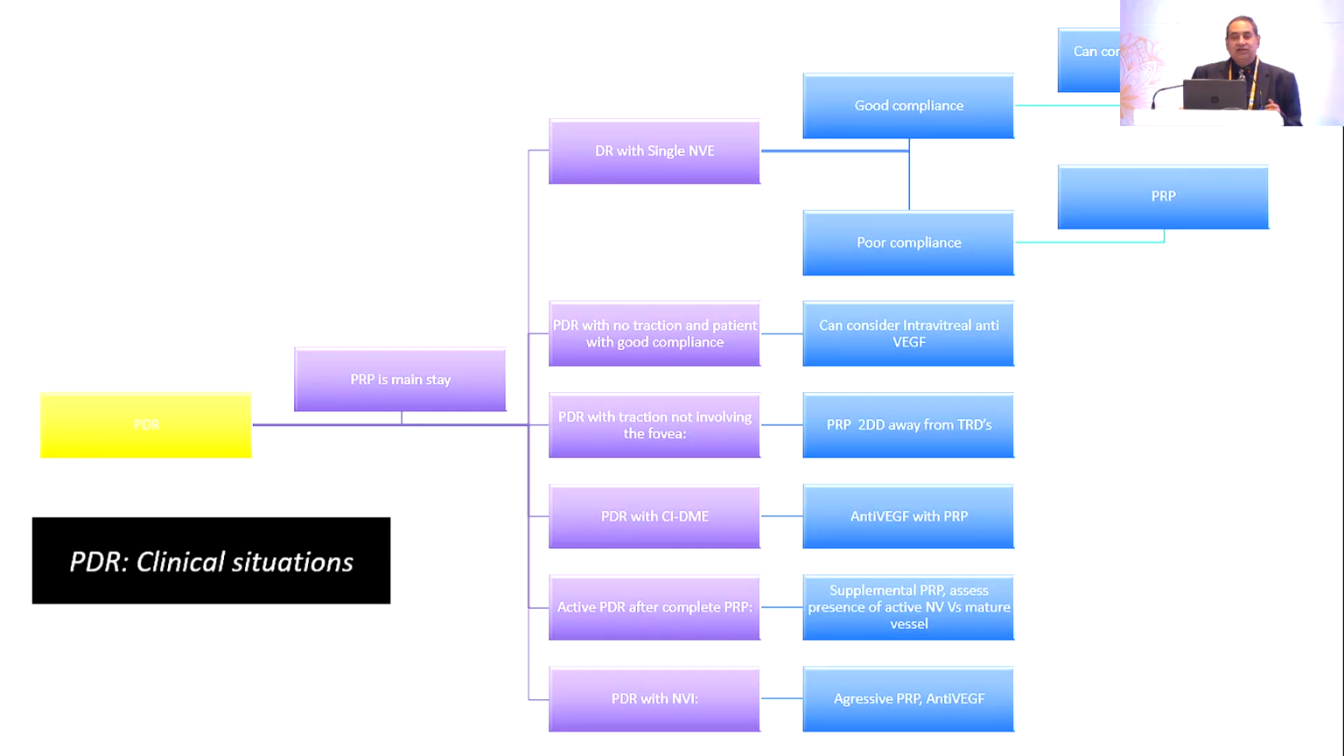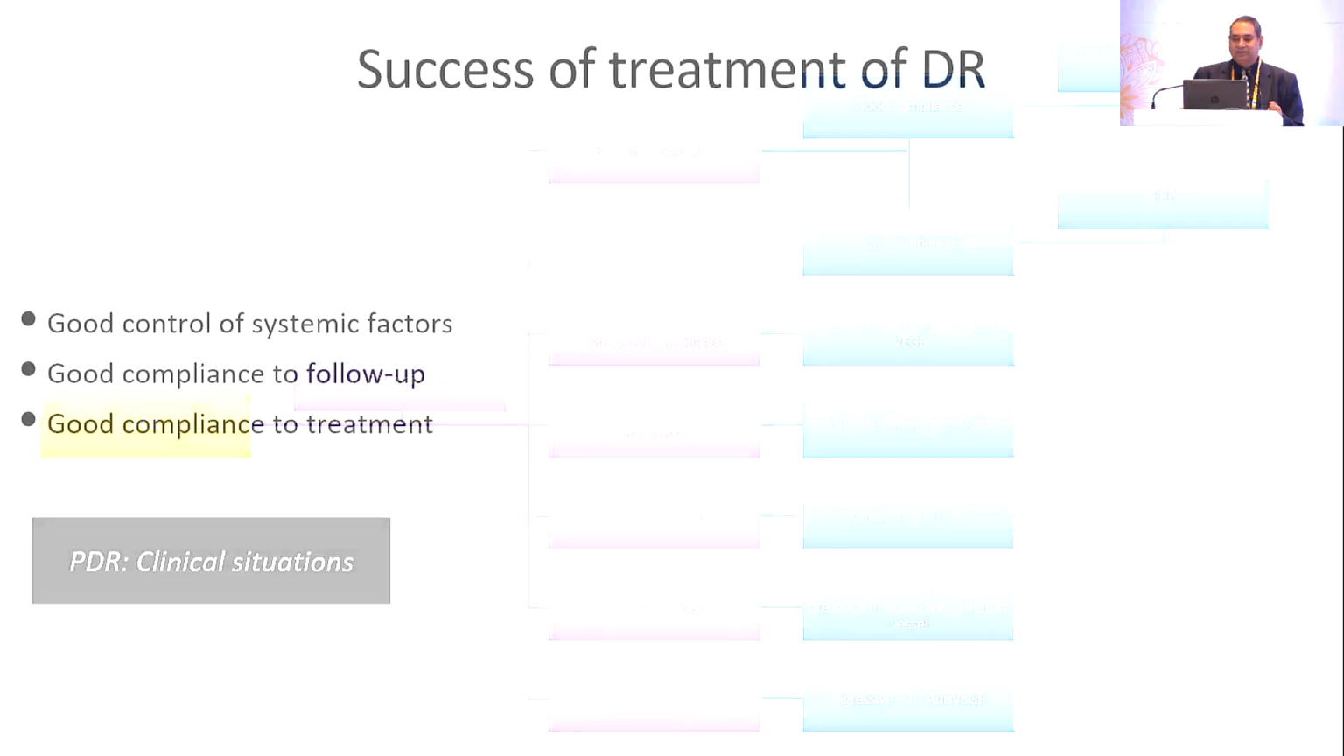If there is traction not involving the fovea, you do a PRP 2 disc diameters away from the TRDs. If there is PDR with center-involving DME, you combine anti-VEGF with PRP. If it's an active PDR even after completion of PRP, you can do a supplemental PRP. You can assess the presence of active new vessels. Sometimes you may have mature vessels which don't need any treatment. If it is with NVI, you do aggressive PRP and anti-VEGFs, which are the mainstay.